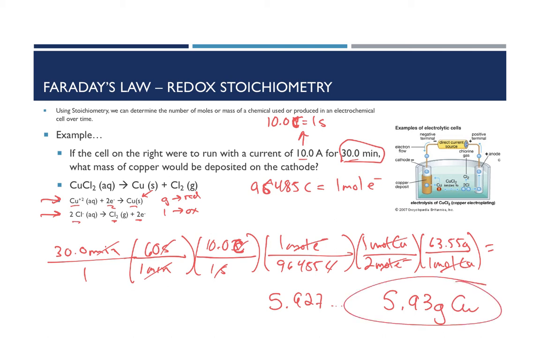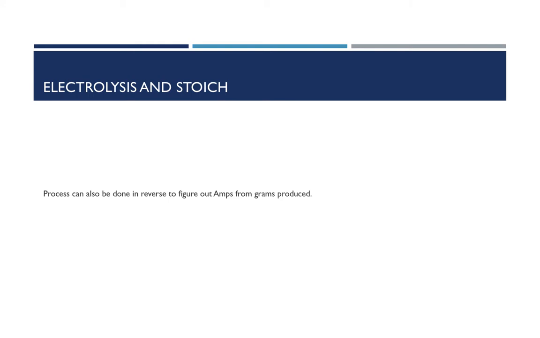All right? So big thing for us to understand here is, again, that the amperage can give us the coulombs per second. Faraday's gives us the coulombs per mole of electrons, and we can then use that to figure out some stoichiometric ratios. Okay. We can also do this process in reverse to figure out amps from grams produced.